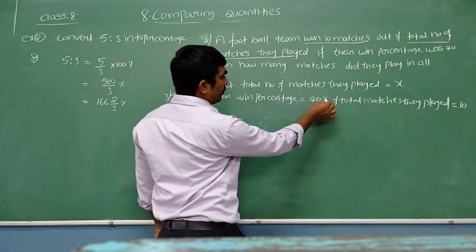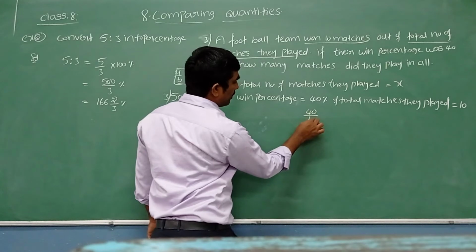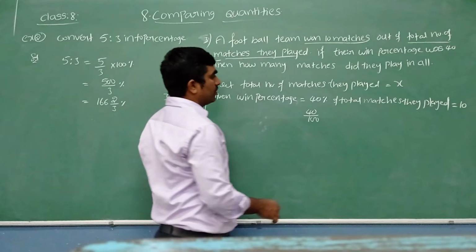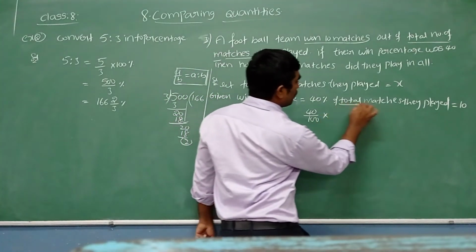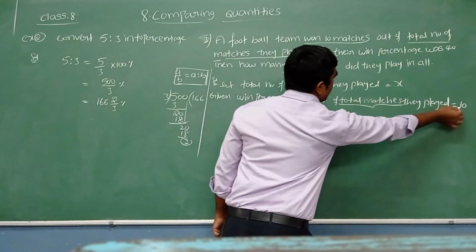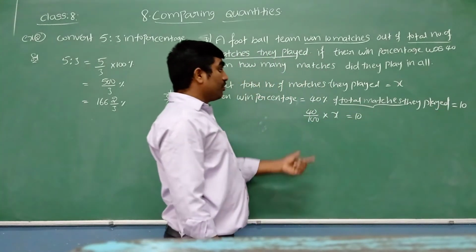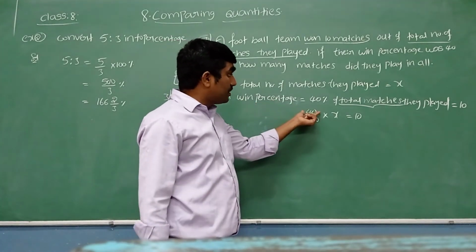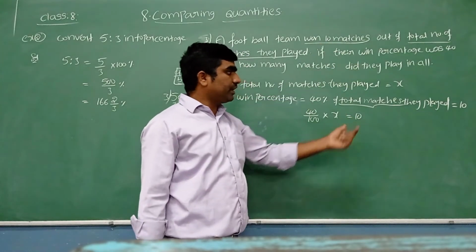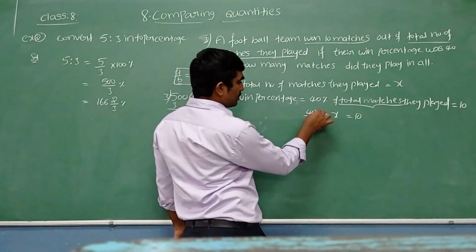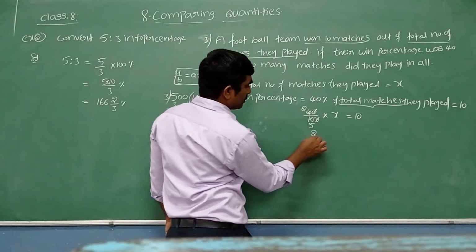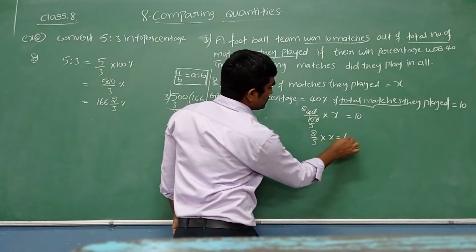Now 40% is what? 40 out of 100. For every 100 they are winning 40 matches. So 40% of the total matches they played, x, is equal to 10, the number of matches they won. Simplify this: the zeros cancel, 2 2s are 4, 2 5s are 10. I got 2 by 5 into x is equal to 10.